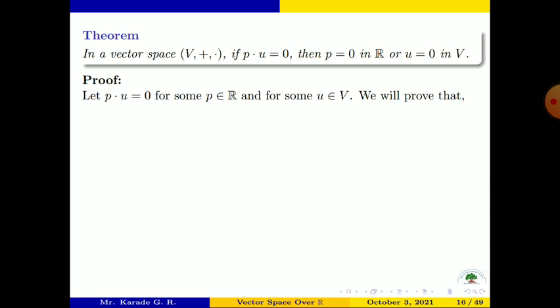Let P into U be equal to 0 for some scalar P in R and for some vector U in V. We will prove that either P is equal to 0 in R or U is equal to 0 in V. If P is equal to 0, then there is nothing to prove.